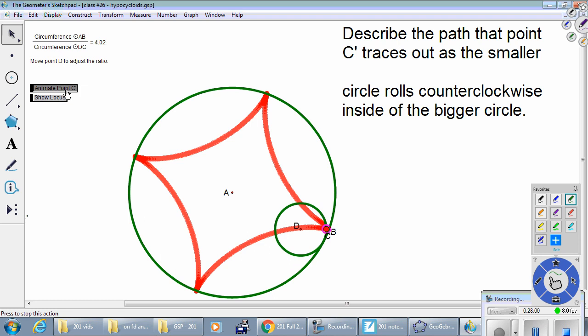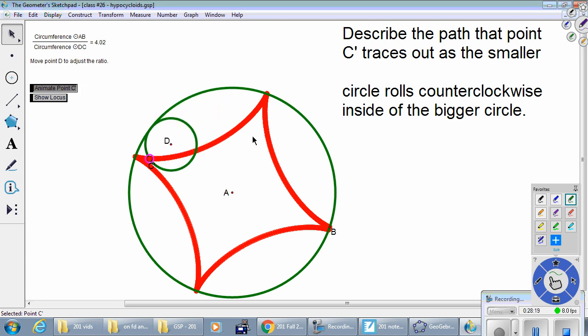And so if you guessed that we were going to get an asteroid, then you were right. It's exactly that same shape. So it's kind of cool. The falling ladder thing turns out to be exactly the same. The envelope of the falling ladders is exactly the same as what you get when you trace a circle inside of another circle.